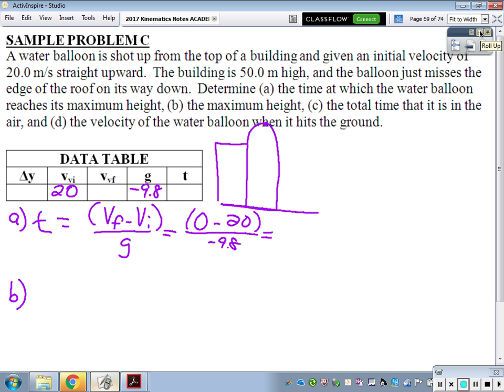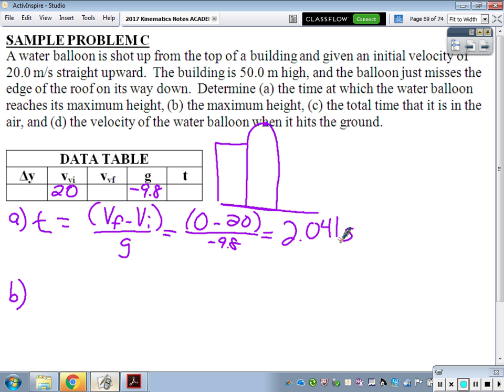Yeah, we should get something a little bit different than that. That's okay. So just make sure we have the parentheses done properly. Okay, so 0 minus 20 all over the negative 9.8. Who would like to offer a helping hand? We get 2.041 seconds. Okay, would be the time that it takes to get up.